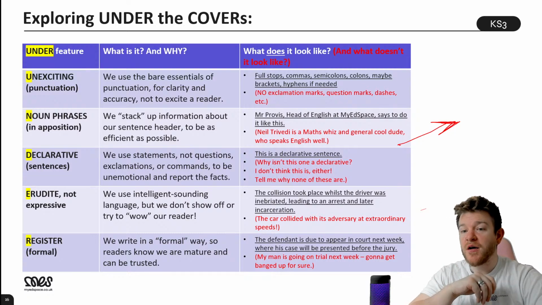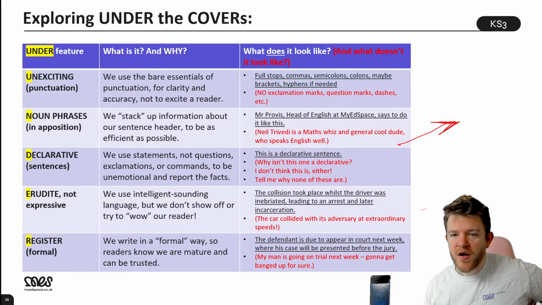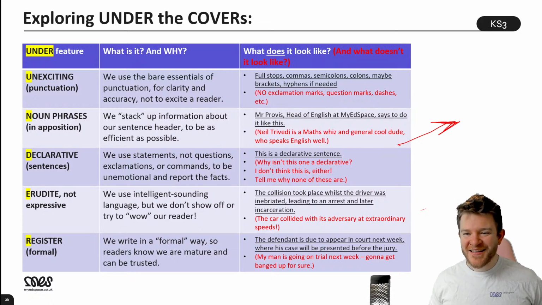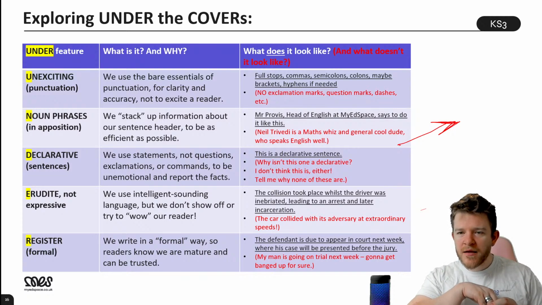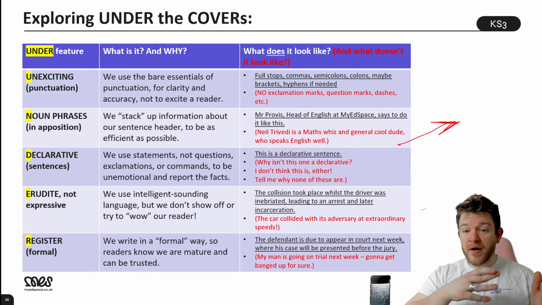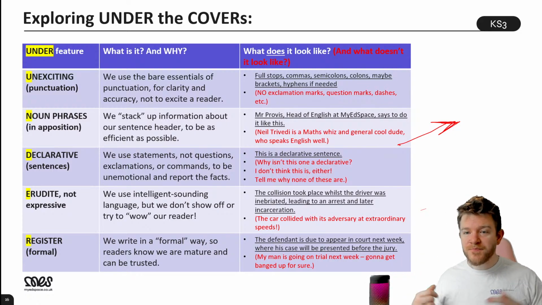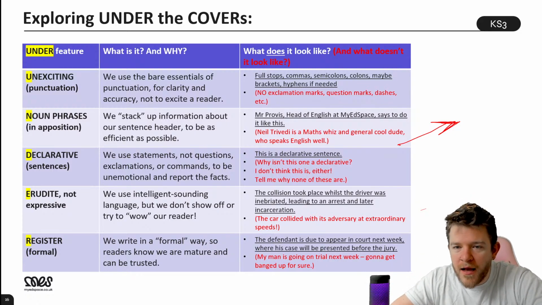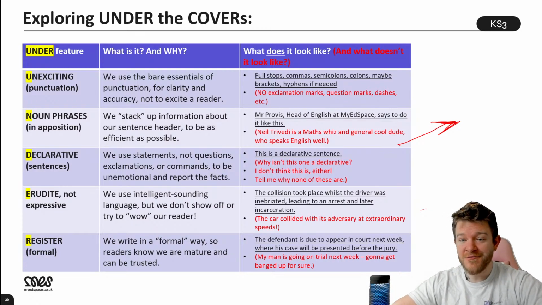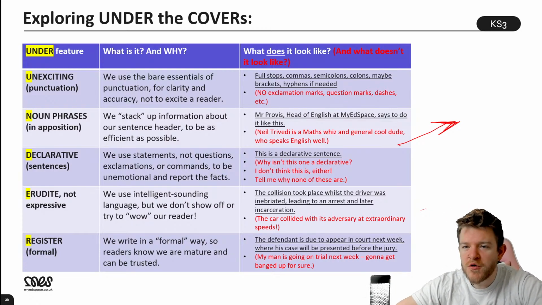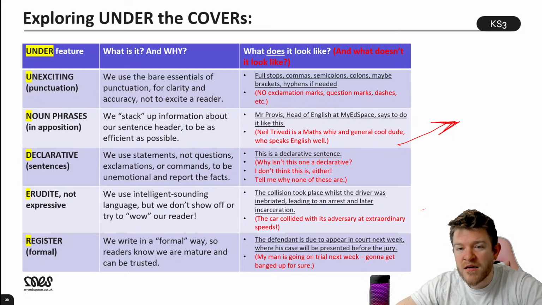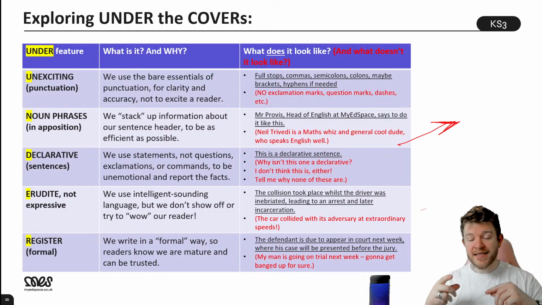Nice. Yeah, you guys are getting it. Perfect. Some of you are changing his name a little bit, but that's fine. Science teacher at my headspace, Laura. So again, apposition. Some of you are turning this into a news article. The cool dude who speaks English really well is Neil Trivedi, maths whiz. Yep, so you've rearranged the syntax there, but that still works.